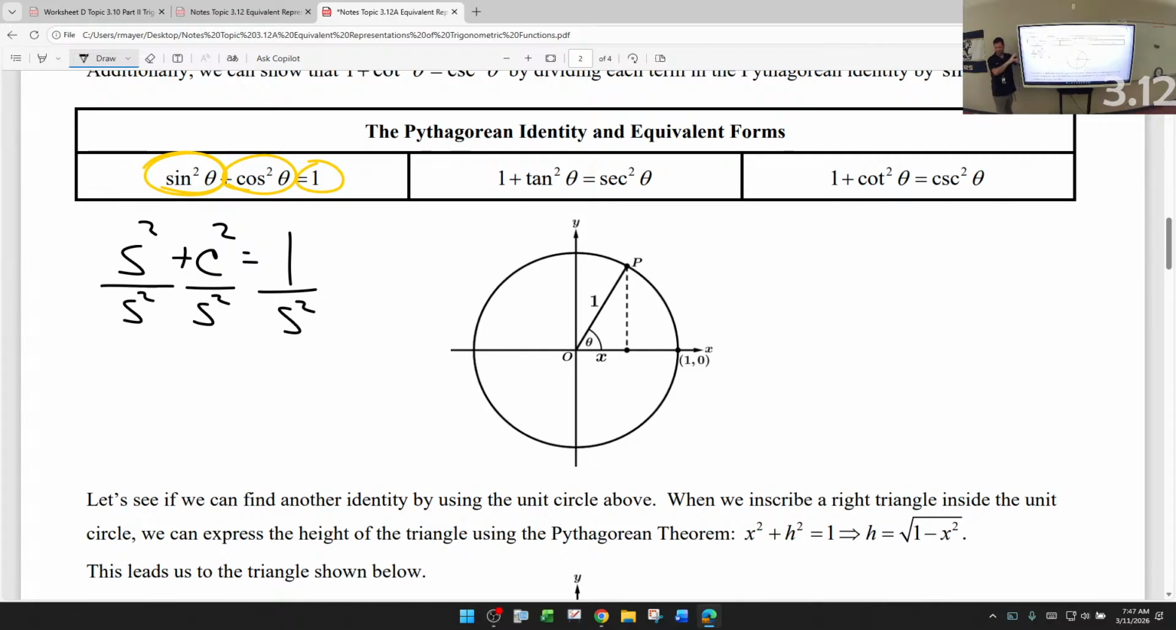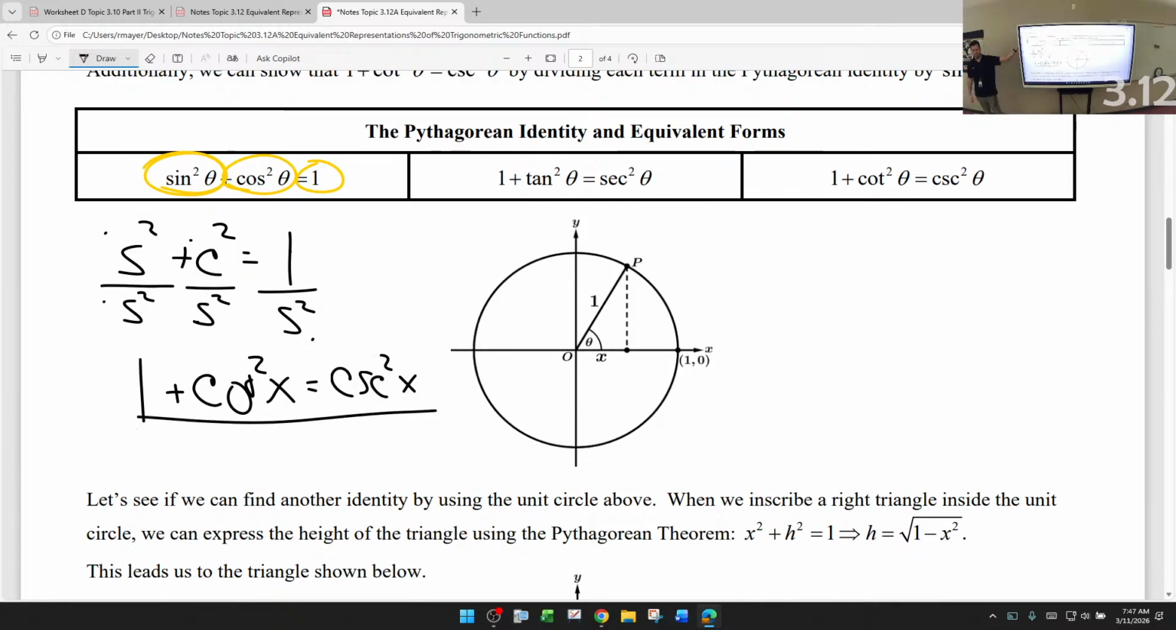okay, y'all with me? Again, this is non-mathematical, but hopefully you can follow this. I don't have a whole lot of room over here. Sine squared over sine squared is 1. Cosine squared over sine squared is cotangent squared. And 1 over sine squared is cosecant squared. Y'all okay? That's that last one over there.